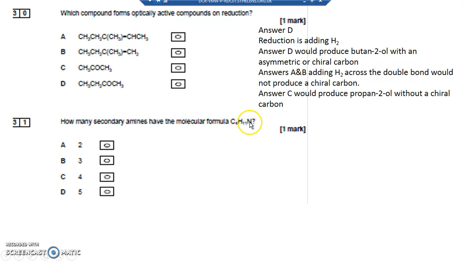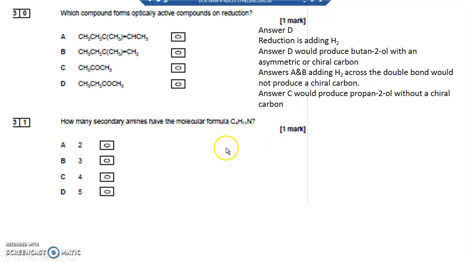C4H11, how could it be? Well, if it was 4 in a line, the N could be between carbon number 1 and carbon number 2. It could be between carbon number 2 and number 3. That would be a possibility. So yeah, that's the only way, isn't it? So between 1 and 2, it could be between 1 and 2. It could be between 2 and 3. 3 and 4 would be the same as between 1 and 2.